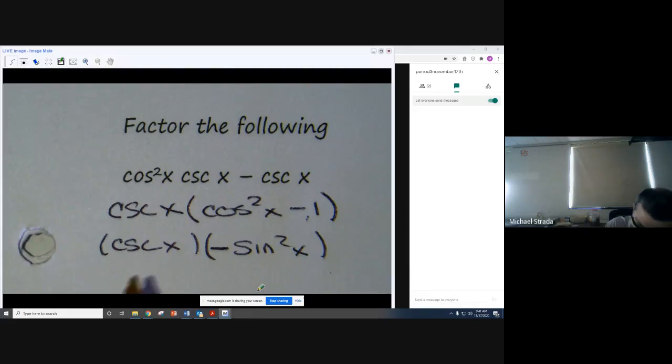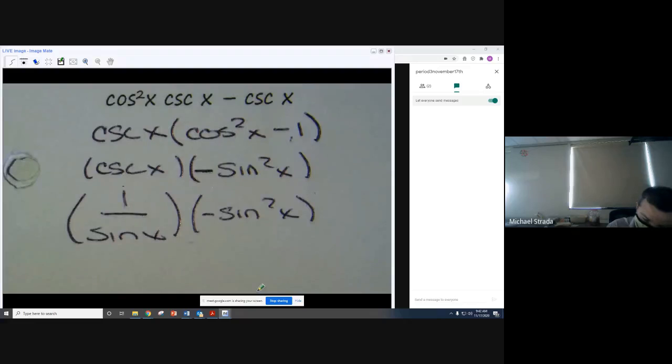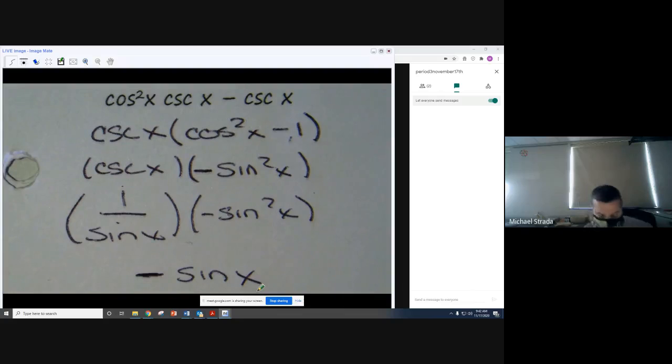Now you look to see the reciprocal identity if that helps us simplify. 1 over sine x times negative sine squared x. Positive times a negative makes my final answer negative. Sine squared divided by sine is just negative sine x. All right.